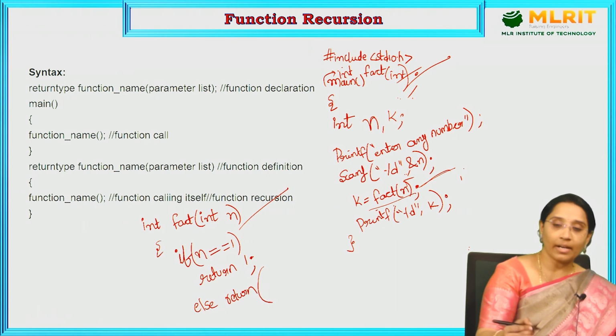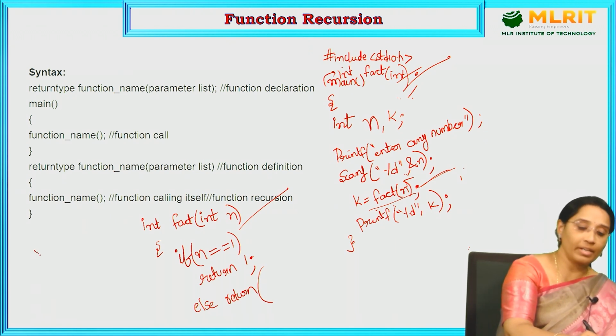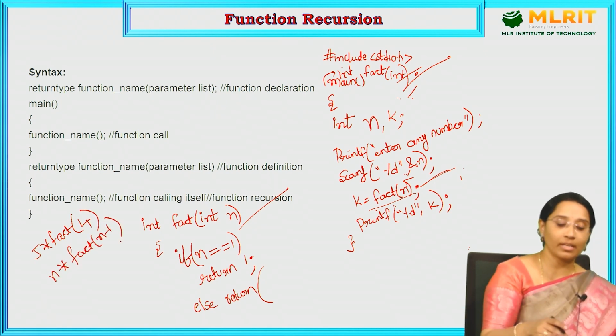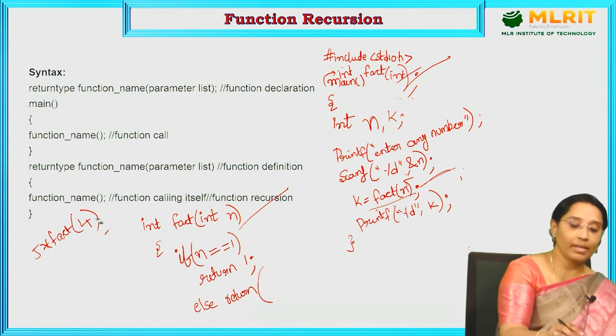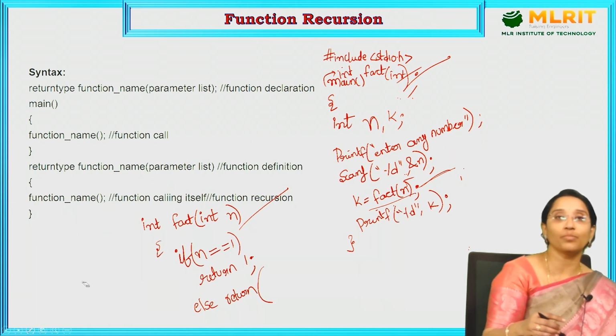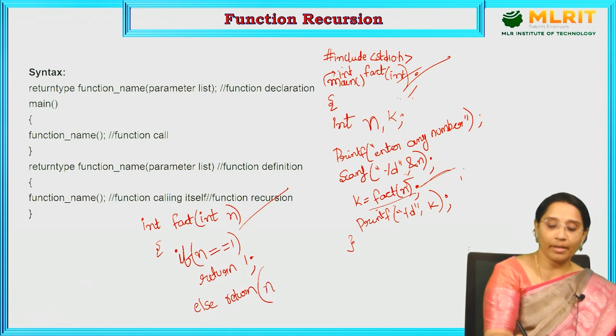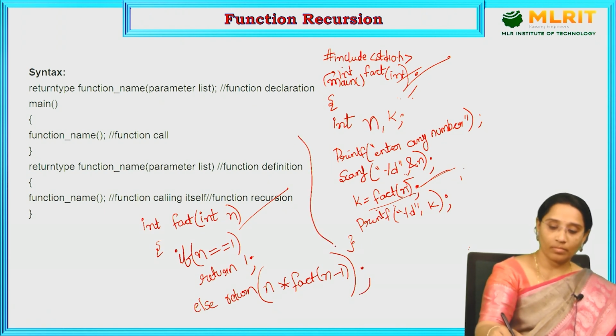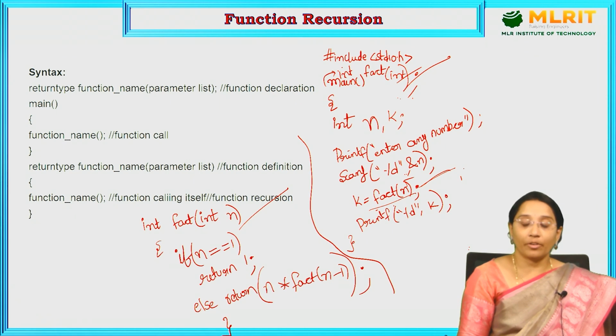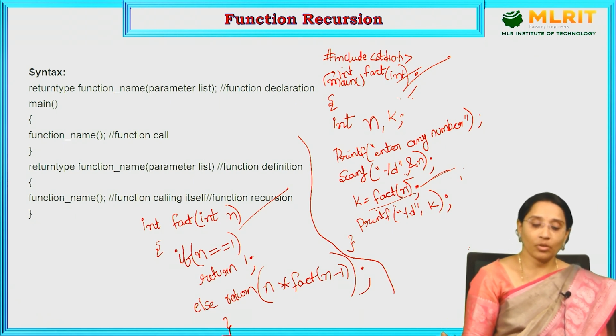We have seen that example, fact. How did I write it? Finally it is fact 5 into fact of 4. So if you generalize that, it is n into fact of n minus 1. This is the case: n into fact of n minus 1. So we have divided the problem into smaller sub-problems. Return n into fact of n minus 1. That's your program to calculate the factorial of a given number. So let's see this one.